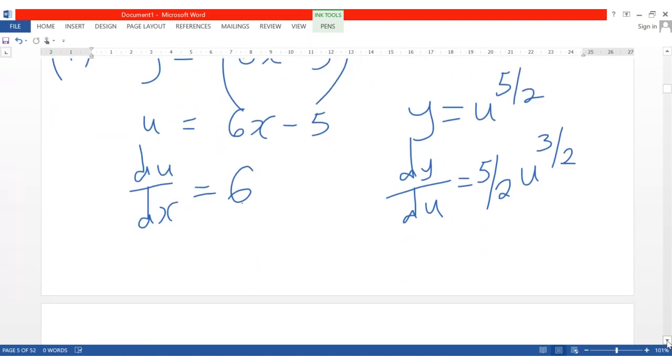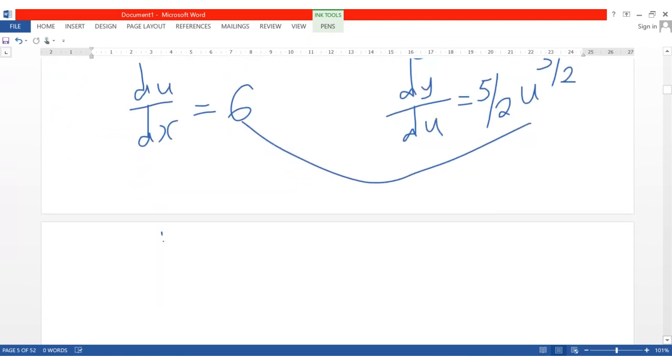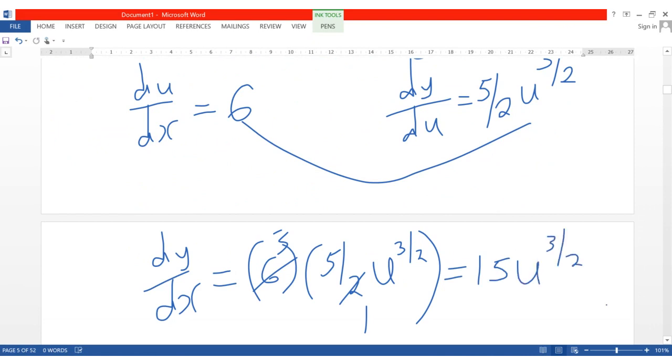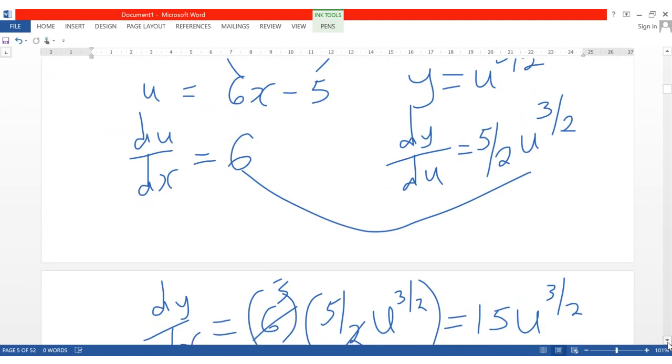So now we just need to multiply these two, and then we replace back the value of u. We multiply those two to get dy dx. So dy dx will be given by 6, and then 5 over 2, u to the 3 over 2. I can cancel the 6 and the 2 by 3. So I'll end up with 15 u to the 3 over 2. But we go back to u. You must always go back to u. Our u was given by 6x minus 5. So the u will always remain in the final answer.